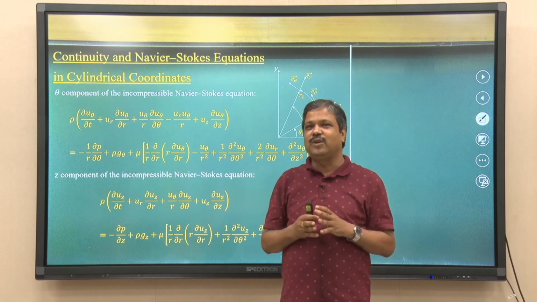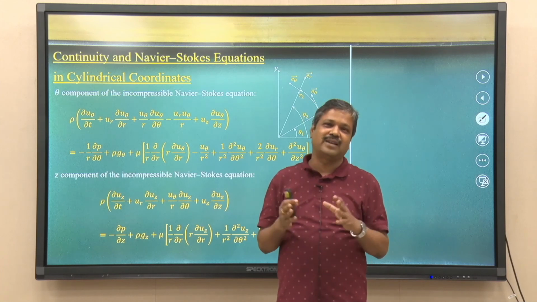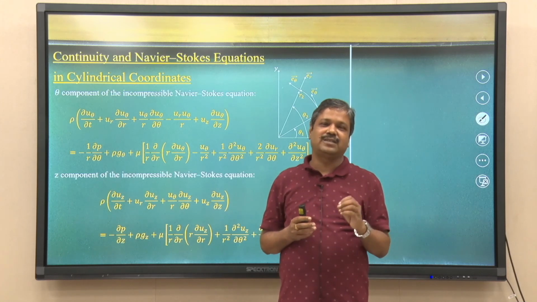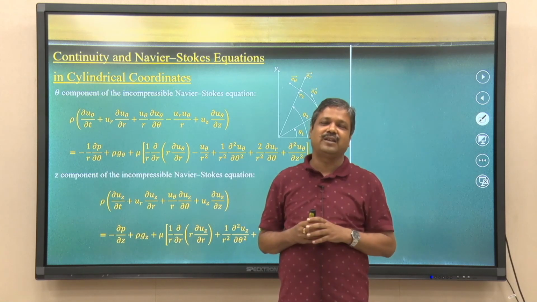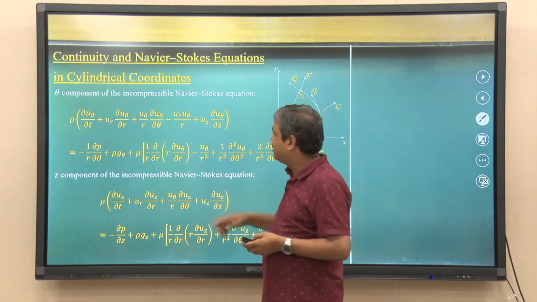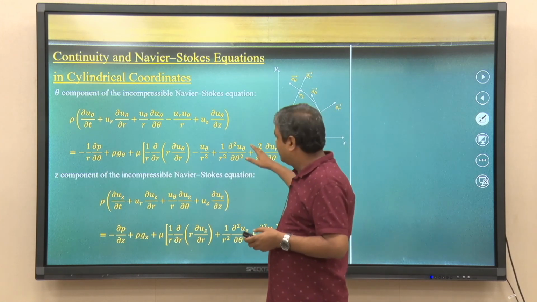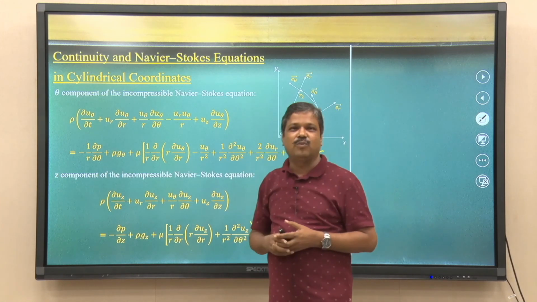Look at these equations, which we derived from Cartesian coordinates, in a positive way. Try to understand them in vector form. It is easier to interpret in vector form as compared to looking at each component in cylindrical coordinates.